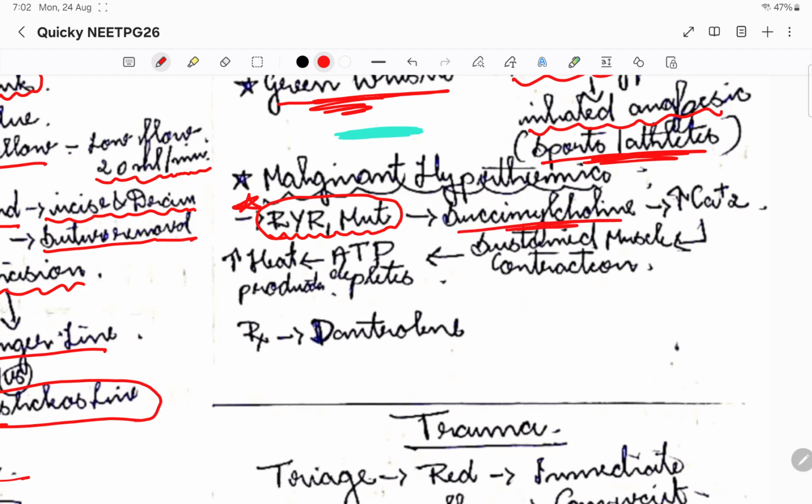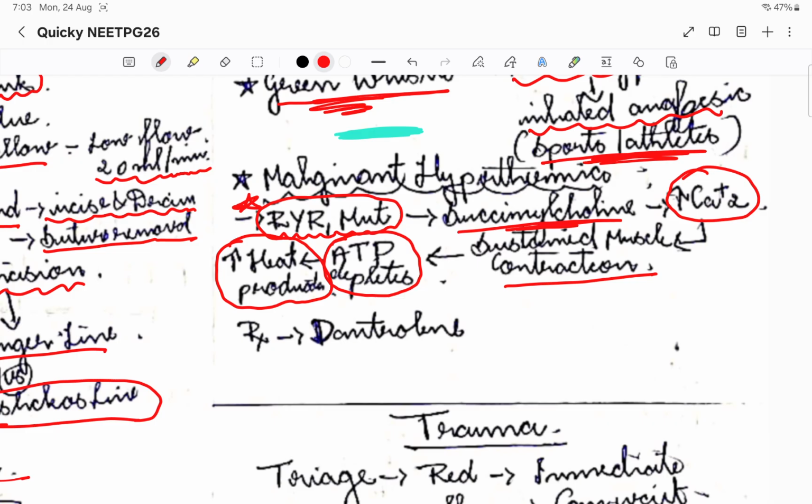Okay, so the inducing agent, what happens is there is increased calcium influx and sustained muscle contraction in these kind of patients. If a sustained muscle contraction is there, all the ATP gets used and depleted, and there is also increased heat production during this sustained contraction. So the patient suddenly collapses during the surgery itself.